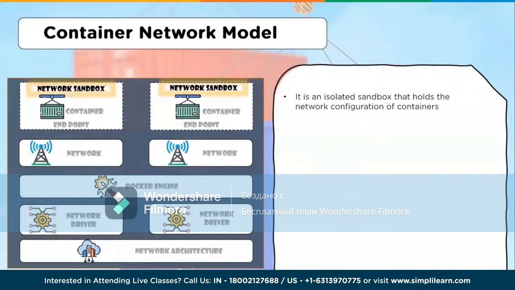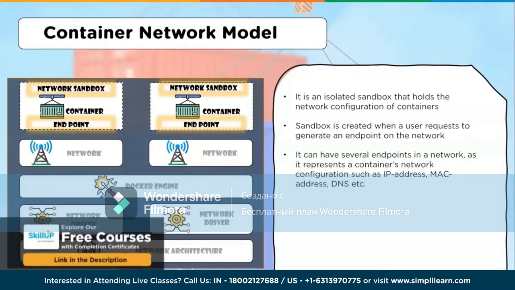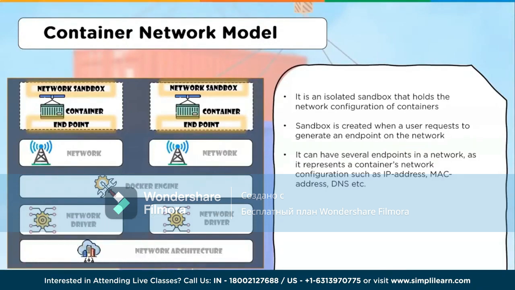The network sandbox is an isolated sandbox that holds all the network configurations of the containers. You will require at least one Docker container network if you want to run a container in that sandbox. The sandbox is created when a user requests to generate an endpoint on the network. It can have several endpoints in a network, as it represents a container's network configurations like IP address, MAC address, and DNS name. Every container has its own unique IP address, so that can be a particular endpoint to connect to that container, and it can have different endpoints in different networks. Those possibilities are always available.